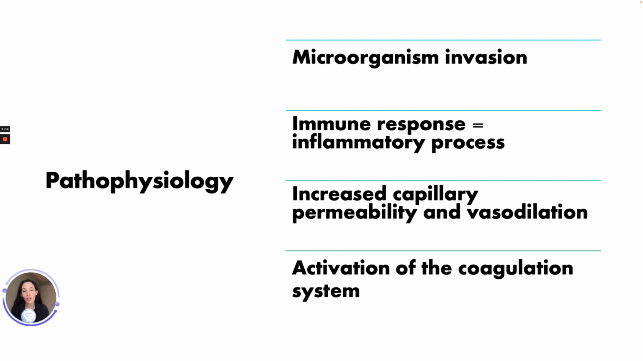Then increased capillary permeability and vasodilation interrupts the body's ability to provide adequate perfusion, oxygen, and nutrients to the tissues and cells. Pro-inflammatory and anti-inflammatory cytokines are released during the inflammatory process and activate the coagulation system, which forms clots whether or not there is bleeding. And the imbalance of the inflammatory response and the clotting and fibrinolysis cascades are critical elements of the physiological process of sepsis in an infected patient.